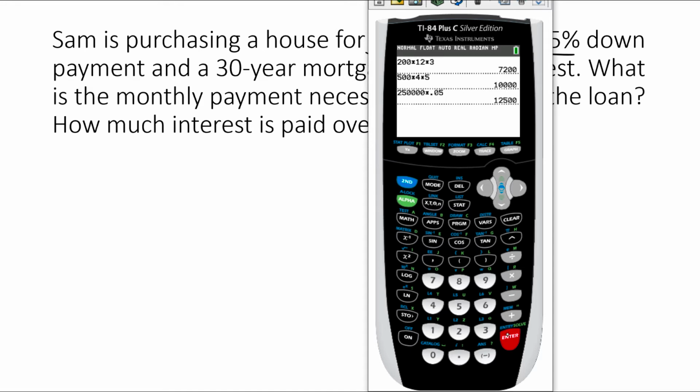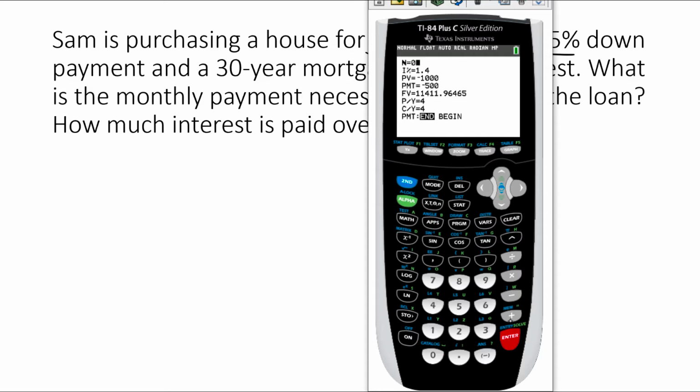So $250,000 minus $12,500. Remember, purchase price minus any down payment gives us the loan amount. So $237,500 would be the loan amount. All right, so now let's go to our TVM solver.